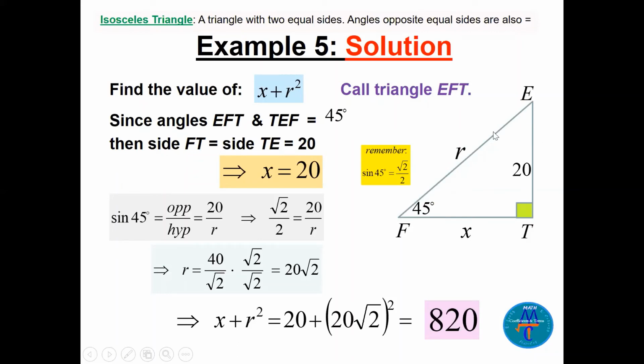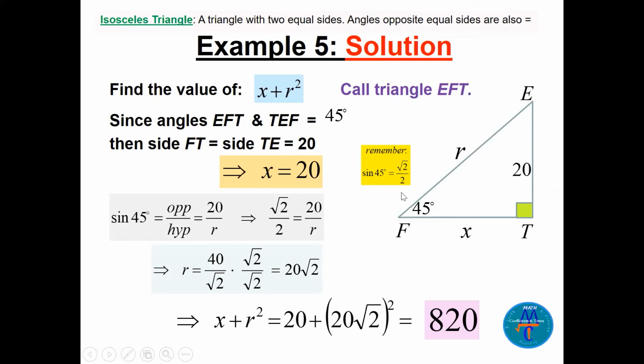Let's call this triangle E, F, and T. Triangle here, E, vertex F, vertex T. So we have 3 vertices here. So I put here the definition of an isosceles triangle, a triangle with 2 equal sides. Angles opposite to equal sides are also equal. Now, if these sides are equal, side FT here is equal to TE. So x will be 20. This is 20, x will be 20.